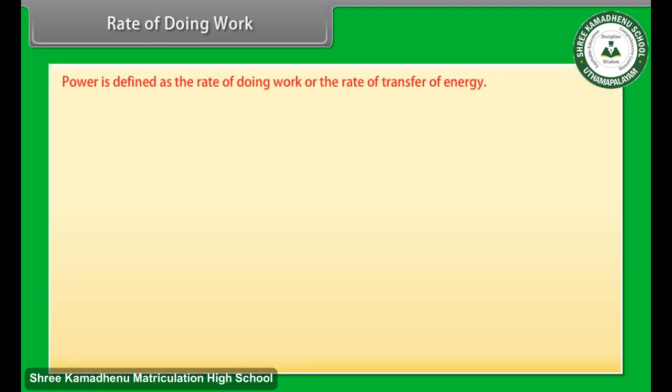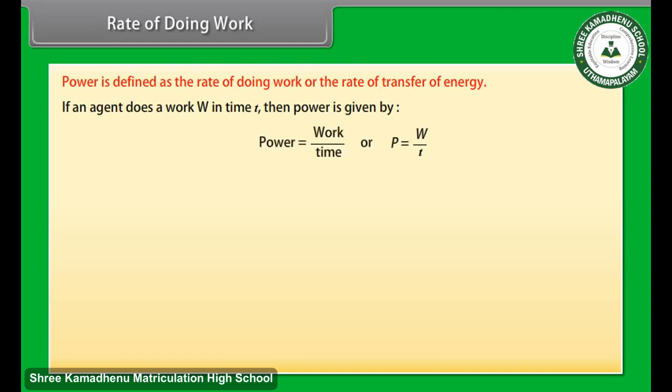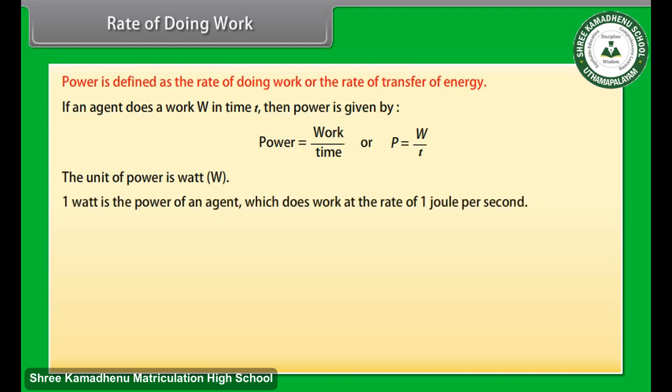So, power is defined as the rate of doing work or the rate of transfer of energy. If an agent does a work W in time t, then power is given by power is equal to work upon time, or P is equal to W upon t. The unit of power is watt, having the symbol W. 1 watt is the power of an agent which does work at the rate of 1 joule per second.